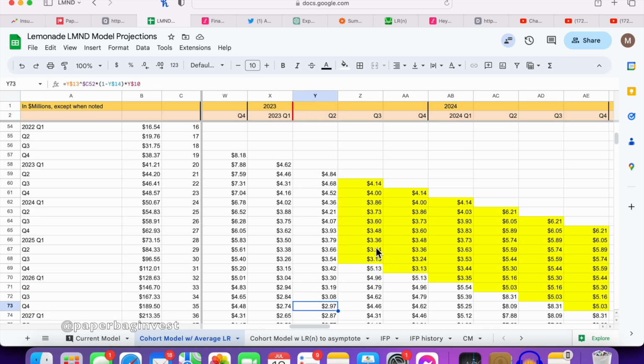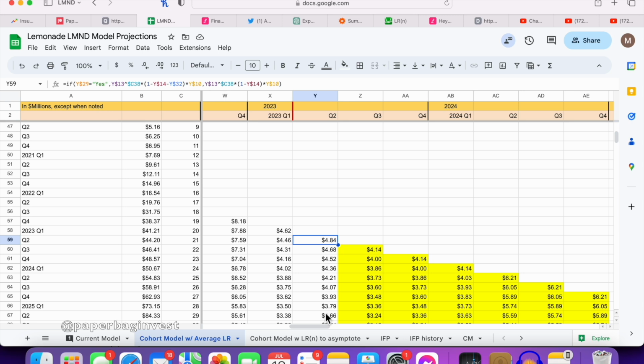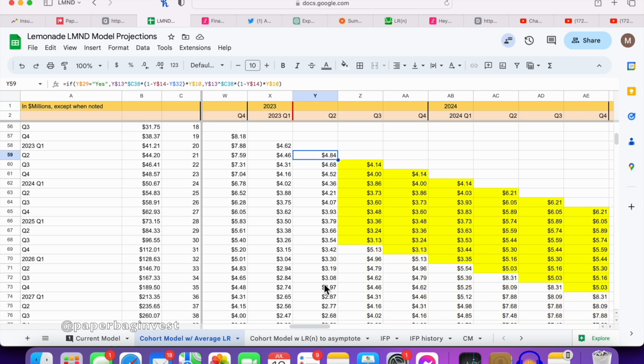And I also started thinking about my own model and thinking, well, it'd be better if rather than just using that average consistently across it, I could apply a loss ratio function that would show the descent or decline in loss ratio or improvement in loss ratio over time.